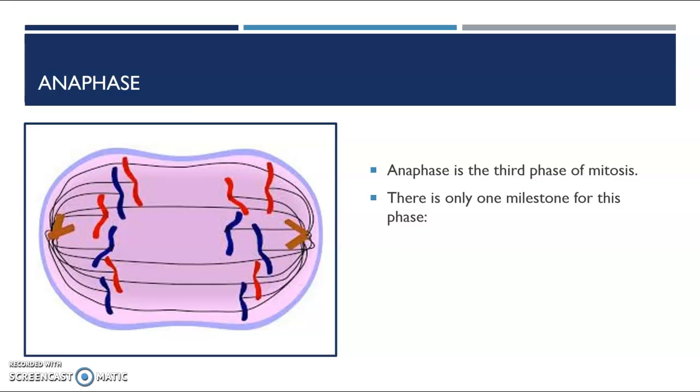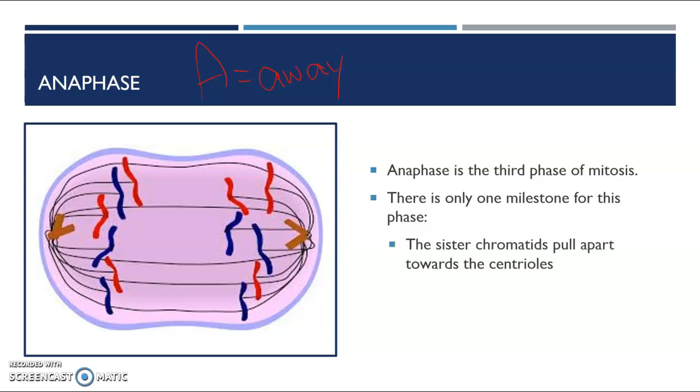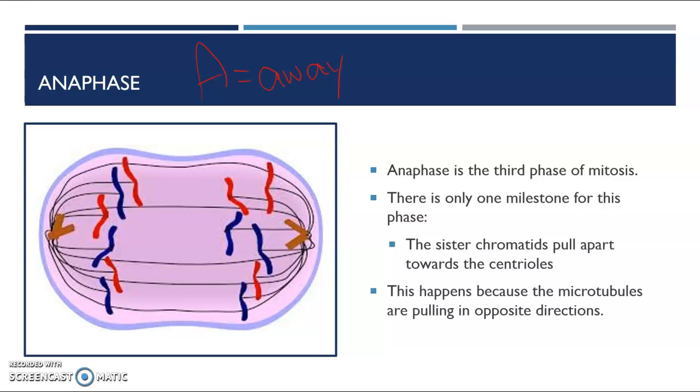And what happens in anaphase? A is for away. We are going to split our sister chromatids and move them away from one another. The 2 sister chromatids pull apart towards the centriole. The reason that they're being pulled apart towards the centrioles is because the microtubules are pulling them in opposite directions.